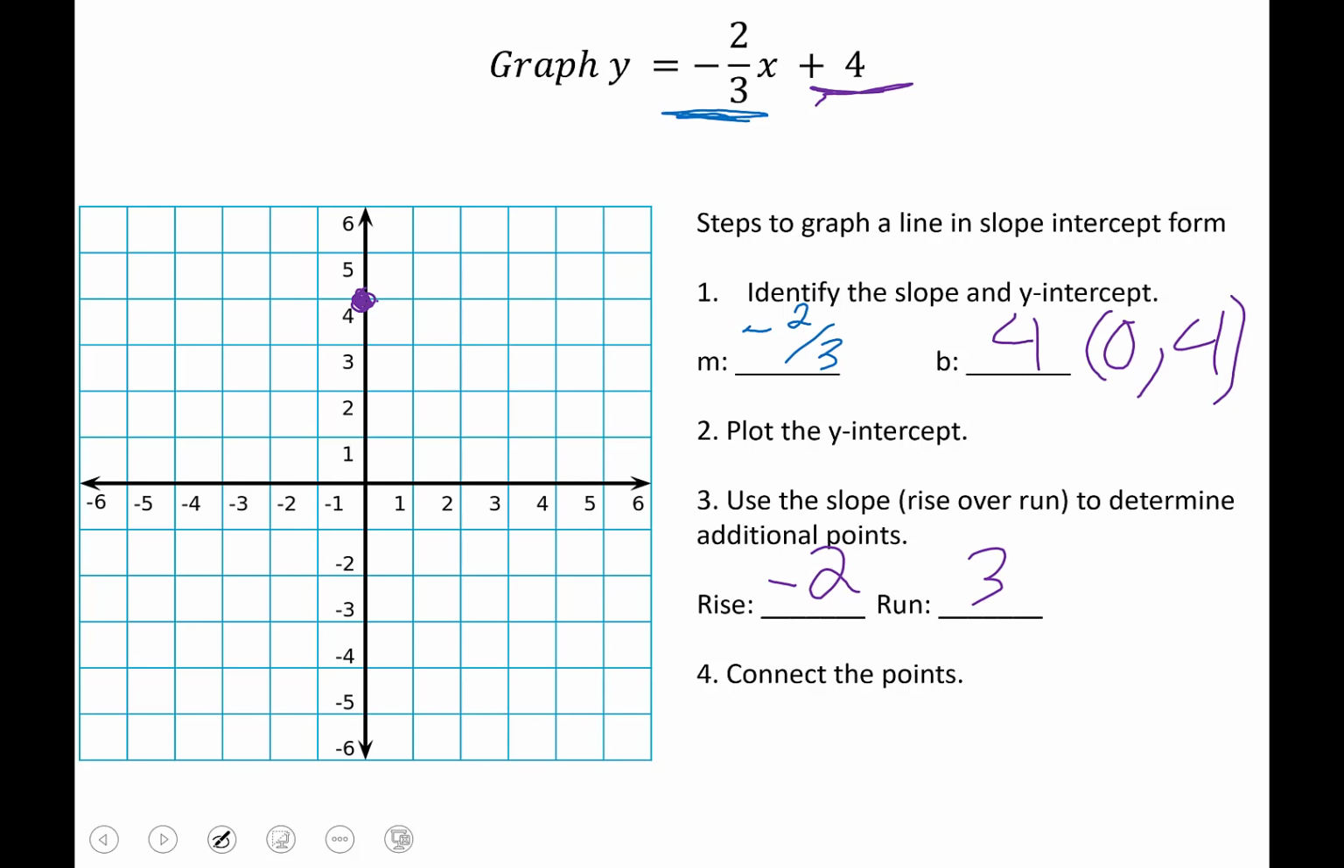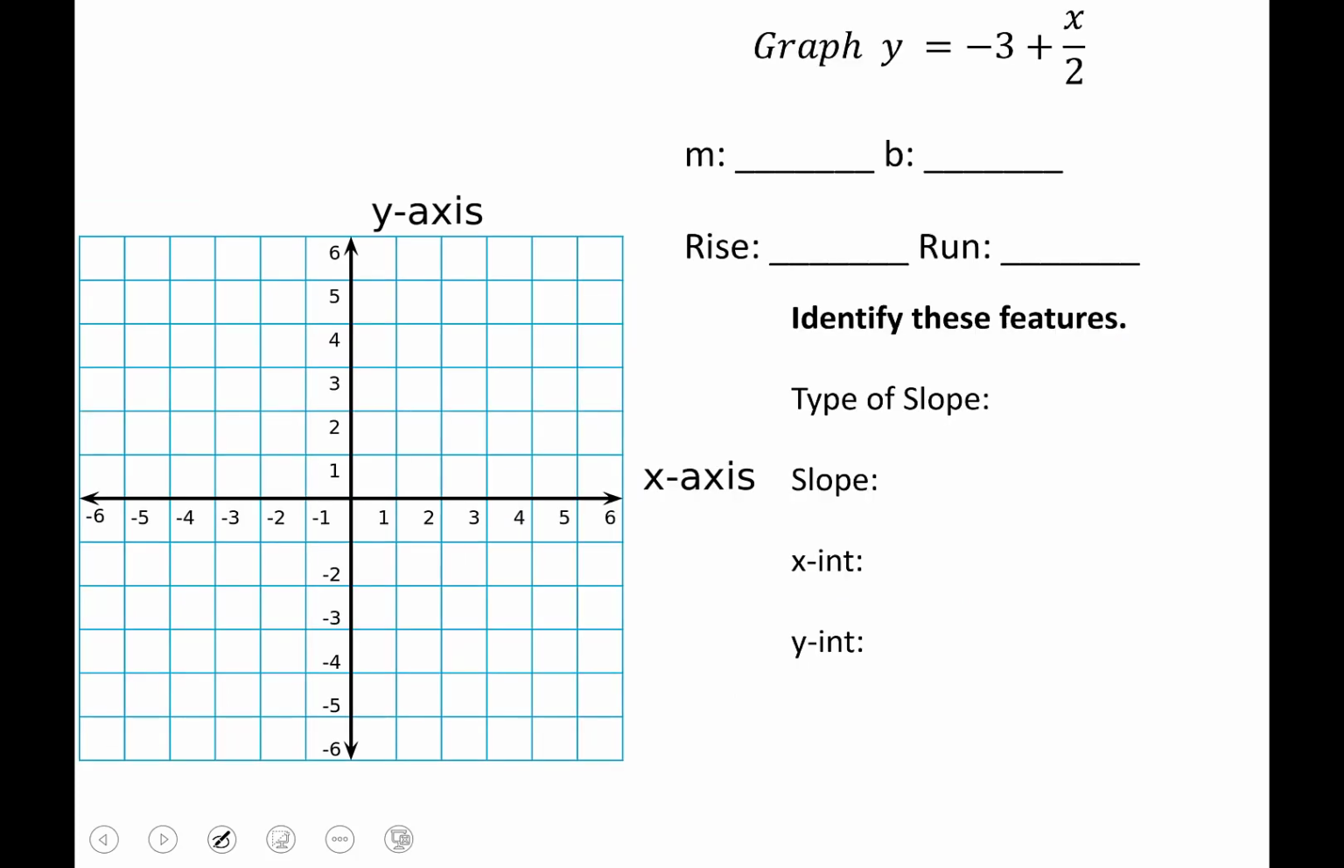And my run is the bottom number, which is 3. So from here, I'm going to use that, and I'm going to go from my y-intercept. I'm going to go down 2 and I'm going to run 3. Now I went down because it was a -2. And I'm going to do this a couple times till I have several additional points, just to make sure I can easily draw a straight line. After I've done that, I'm going to connect my points with a line. And I'm a little off, but that's okay for this. So let's look at the next one.